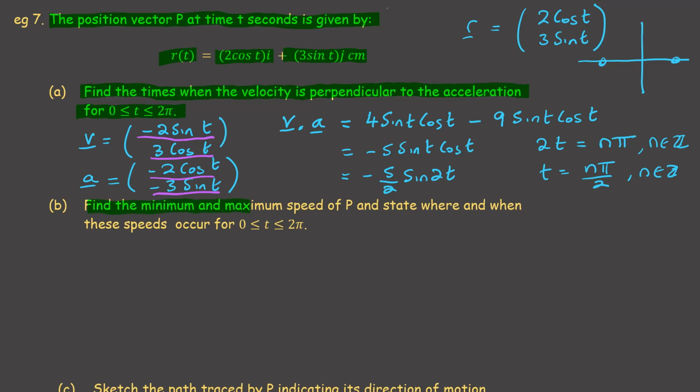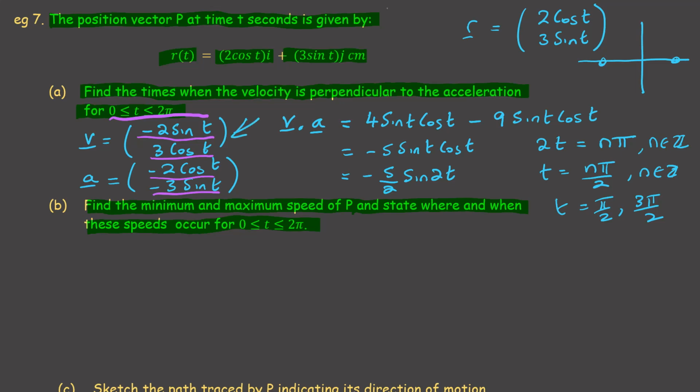Find the minimum and maximum speed of p and state where and when these speeds occur for t between 0 and 2 pi. Just before I go ahead and do that, I've just noticed that this one did say for t between 0 and 2 pi, and I've given a general answer. So in that range it would be pi by 2 and 3 pi by 2. Now let's do the minimum and maximum speed.